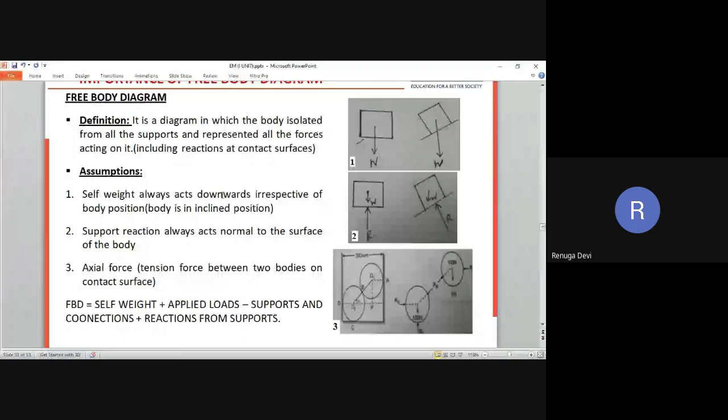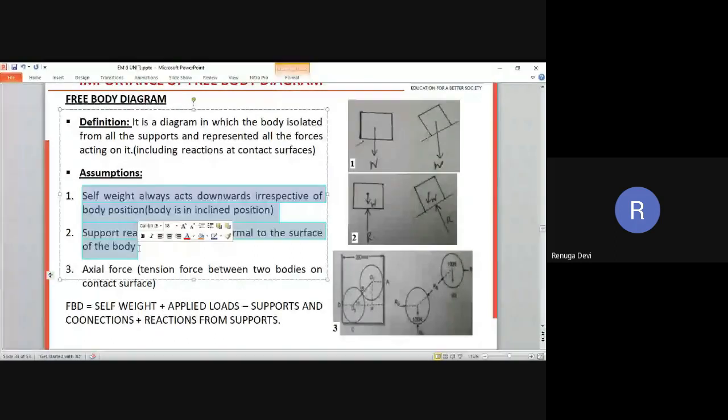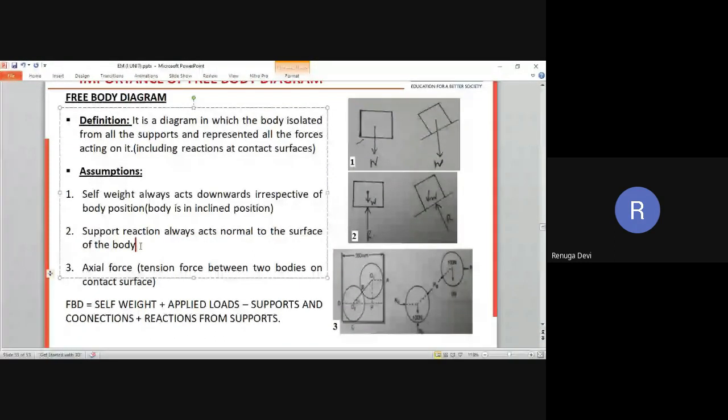What are they? Self weight always acts downwards, irrespective of body position. That is a major thing. Then support reaction always acts normal to the surface of the body. Why have I given this as the second one? All of you feel that this is normal only, but it's not clear. You should know the difference.